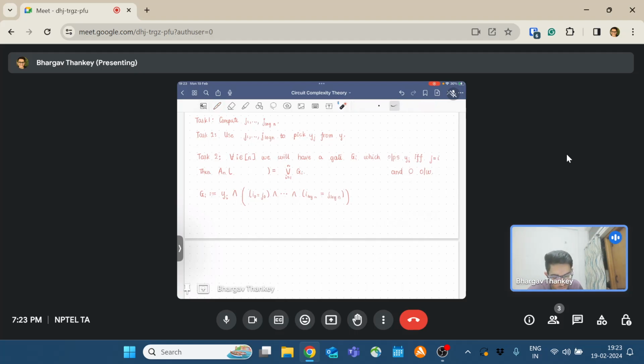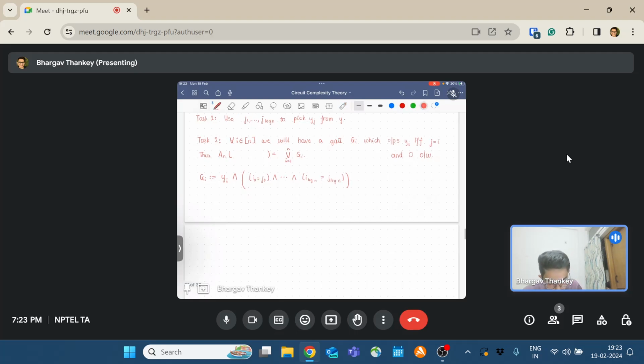But now I need to show you how to implement these, right? So is this formula for GI fine? Yeah. Okay.